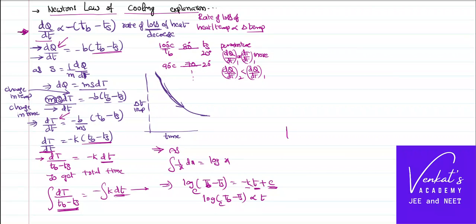Means what? If you draw a graph between time and log of (temperature of the body minus temperature of surroundings) base e, that loss will happen in a proportionate way. The graph will be down like this.